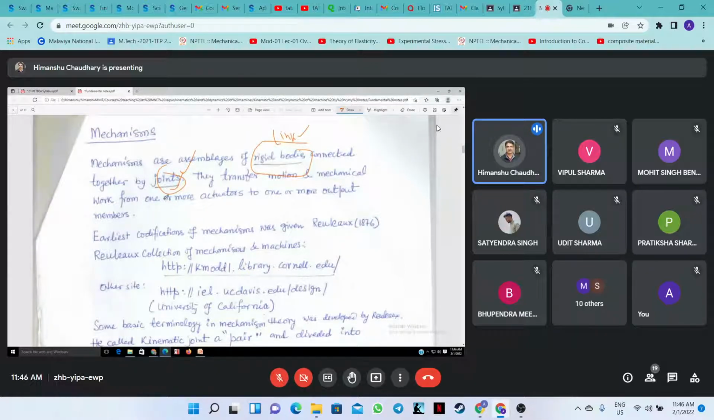And these joints are not a riveted joint or a bolt joint. These are kinematic joints, meaning they allow motion. They transfer motion and mechanical work from one or more actuators to one or more outputs. This is the purpose. So a mechanism may transfer motion, or some work along with motion.